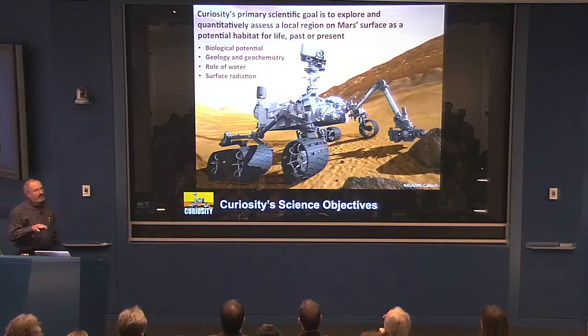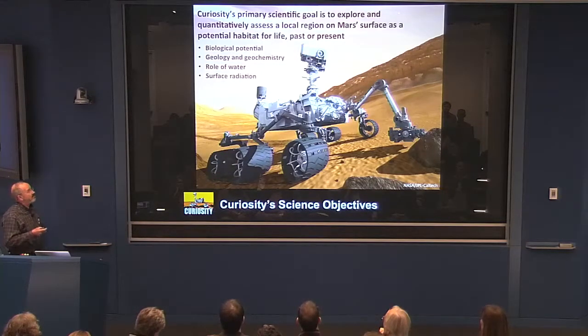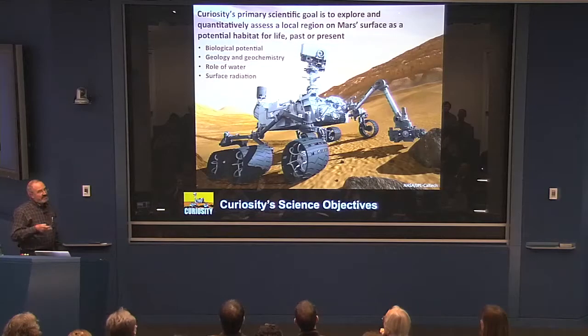So just to make clear at the beginning, the Mars Science Laboratory mission is not a life detection mission. It's a mission to evaluate the habitability of Mars' surface. And we do that by looking at the biological potential in a particular environment, which is Gale Crater, and study the geology and geochemistry of that place, particularly focusing on the role of water and the impact of surface radiation, because surface radiation is very important for evaluating habitability.